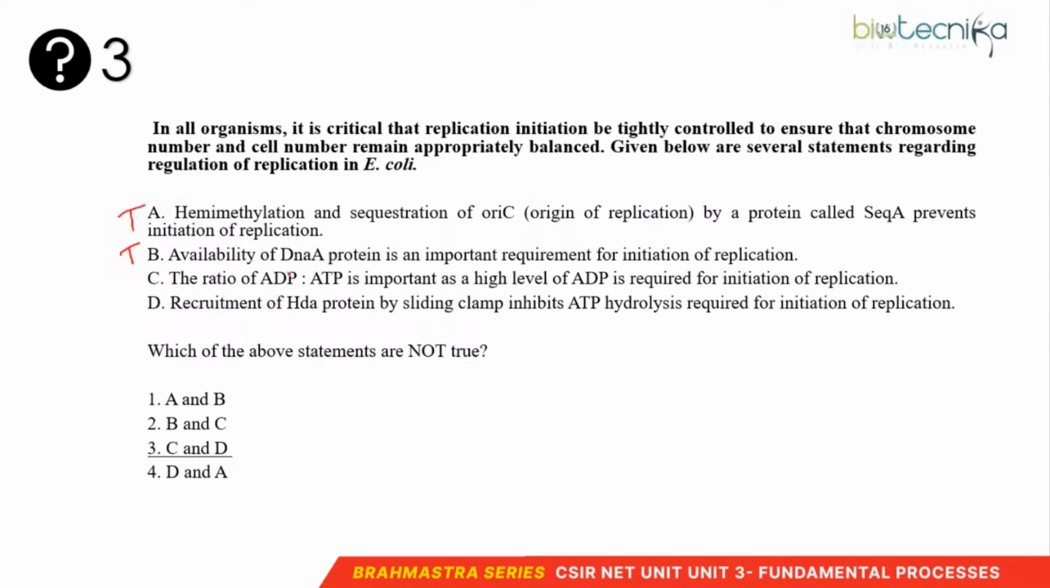The ratio of ADP to ATP is important as a high level of ADP is required for initiation. This is not true because DnaA protein requires ATP, not ADP. Okay. Recruitment of Hda protein by sliding clamp inhibits ATP hydrolysis required for initiation. This is also not true. Okay.